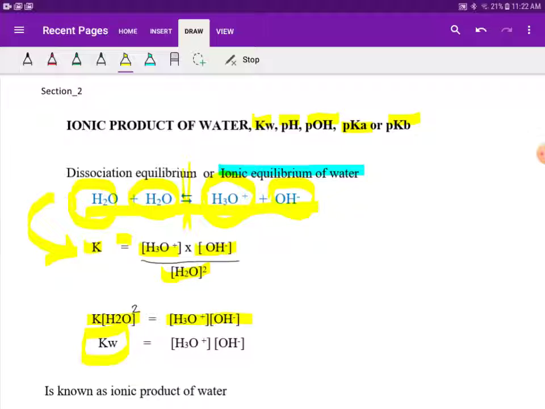ionic product of water. Why it is called the ionic product of water is that it represents the product of the ionic concentrations of water, that is [H3O+] times [OH-]. Hence, that product is normally known as Kw or the ionic product. Therefore, the ionic product is defined as the product of hydronium ion and hydroxyl ion concentrations for any aqueous system.